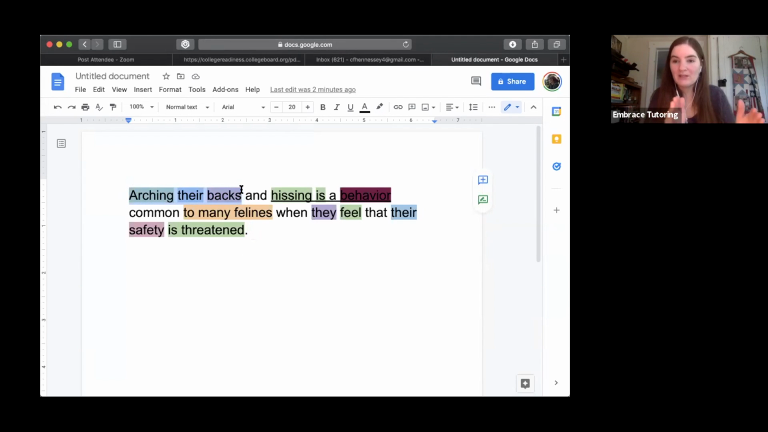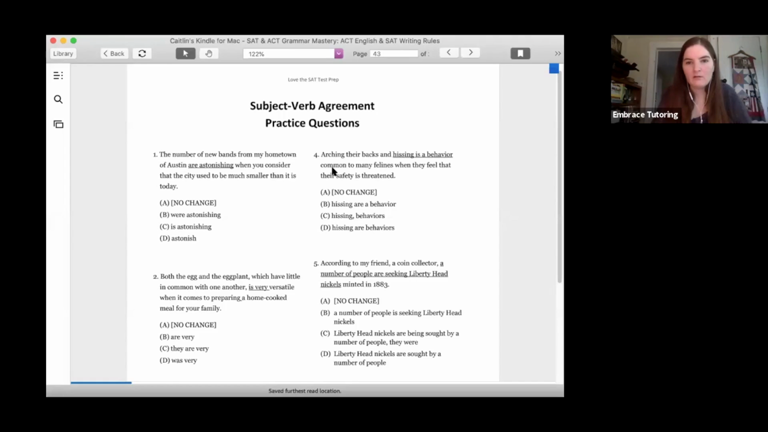We're talking about behaviors, more than one behavior here. Arching their backs is one behavior. Hissing is the other behavior. Okay, so even if we go back to looking at our example here, arching their backs and hissing is a behavior common to many felines when they feel that their safety is threatened.